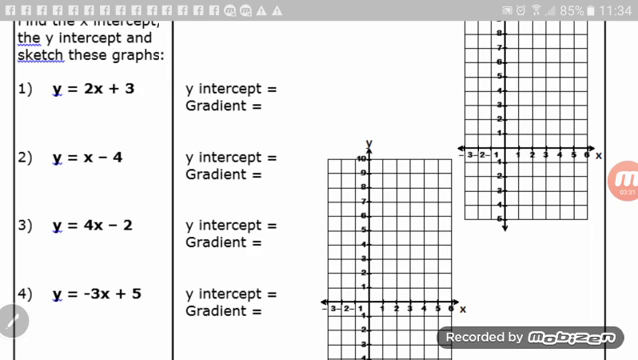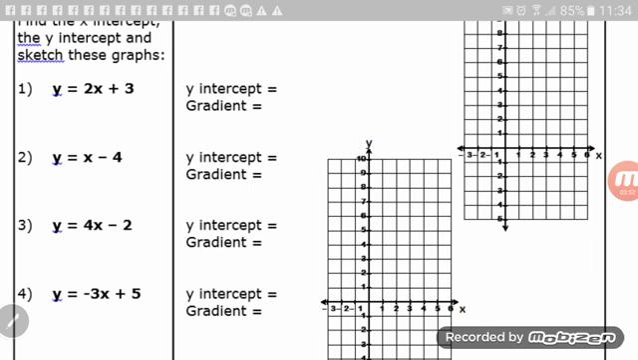Likewise, with the next one, we are starting at -4. Start at -4. And our gradient is 1. So it should be going through every single intersection this way. Whoops, sorry about that.